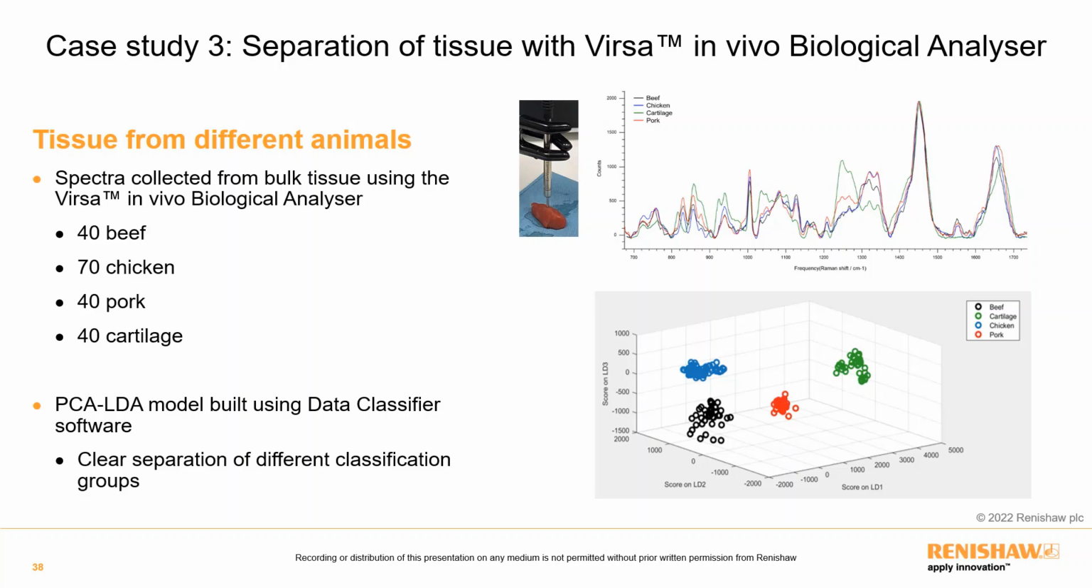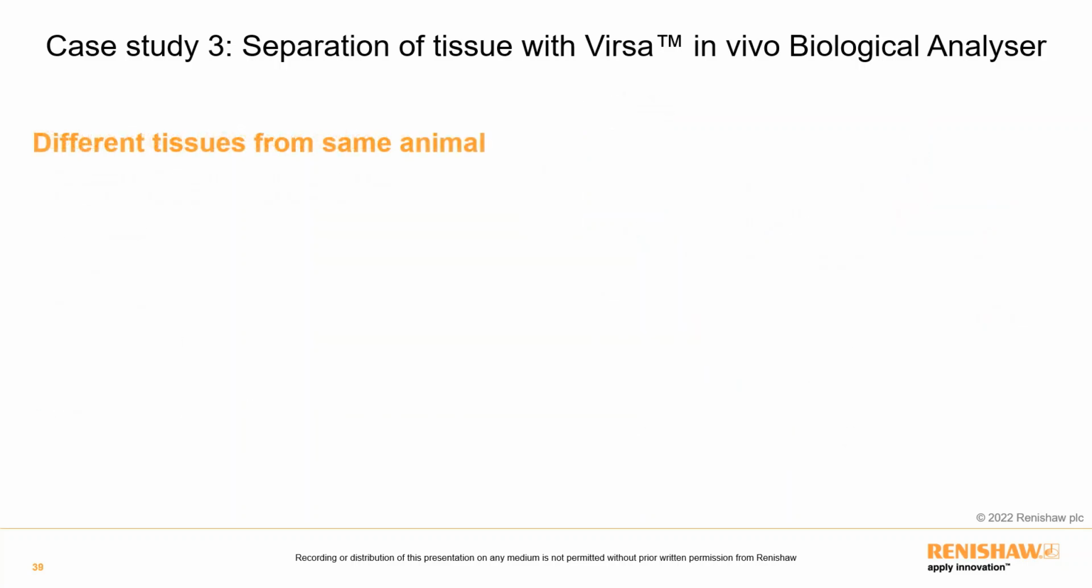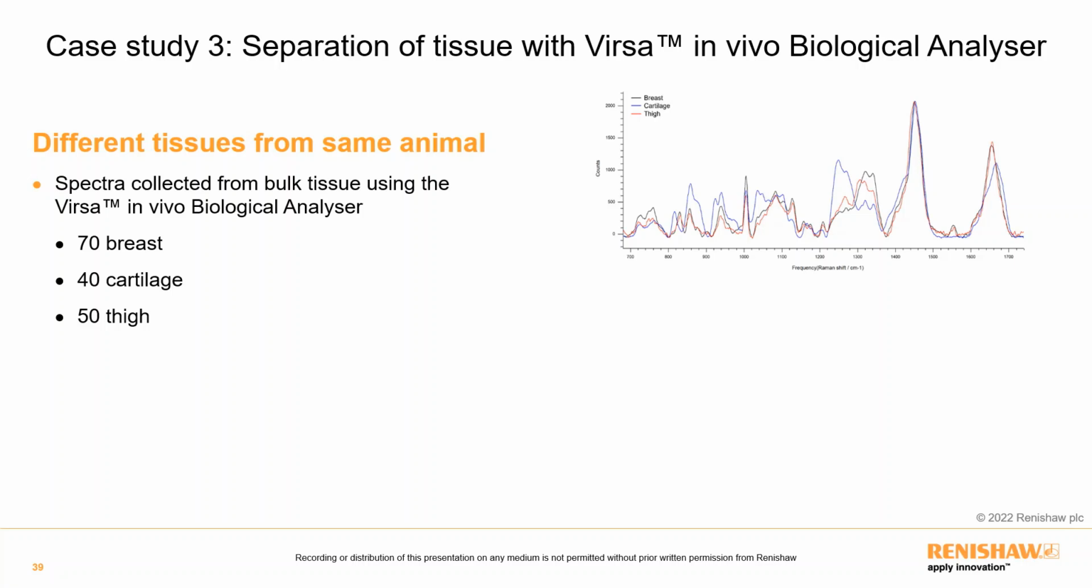changes with disease. To provide a more representative example of what may be required when studying tissue in situ, we use the system to analyze different tissues from the same animal. 70 spectra were collected from bulk chicken breast tissue, 40 spectra were collected from bulk chicken cartilage, and 50 spectra were collected from bulk chicken thigh tissue.